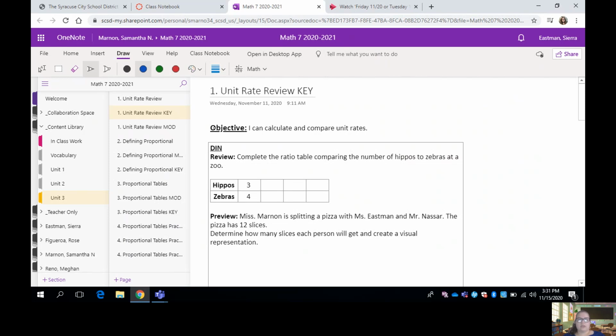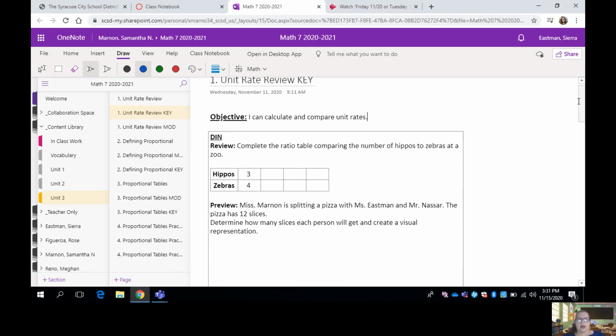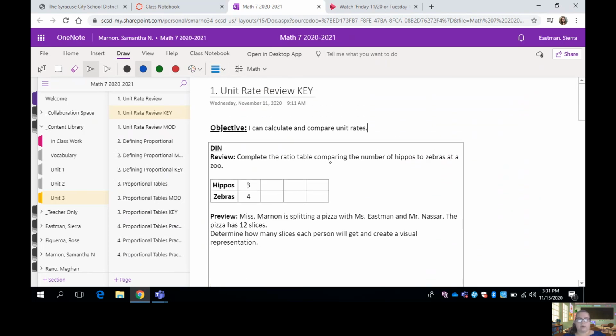We have our objective for today at the top. I can calculate and compare unit rates. And then we have some DIN questions to start us off. By the end of this lesson, we'll have reviewed unit rates that we were working on towards the beginning of the school year. We'll do a little bit of vocab, a little bit of practice, but then we'll be able to answer our exit ticket. And reviewing these unit rates is going to help us out with our next few lessons on proportional relationships.